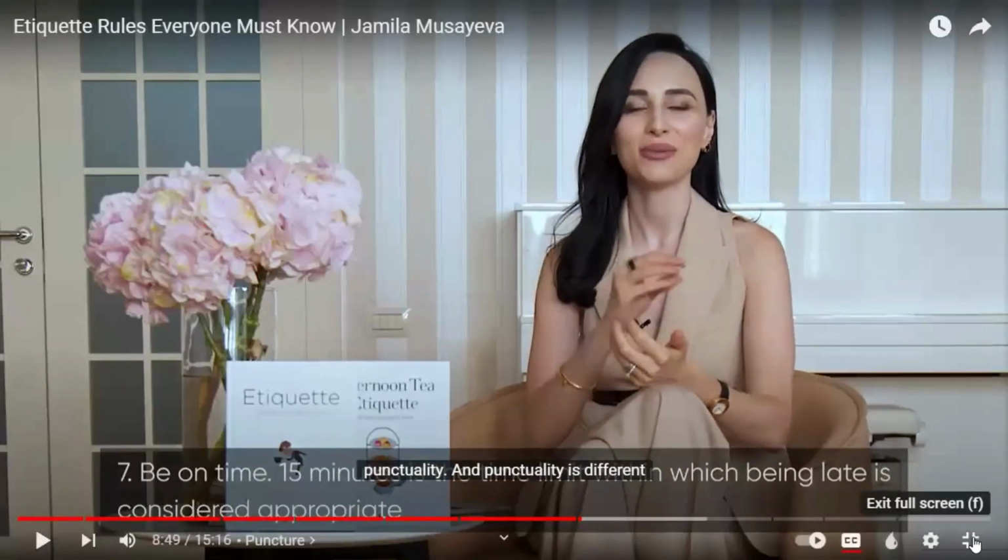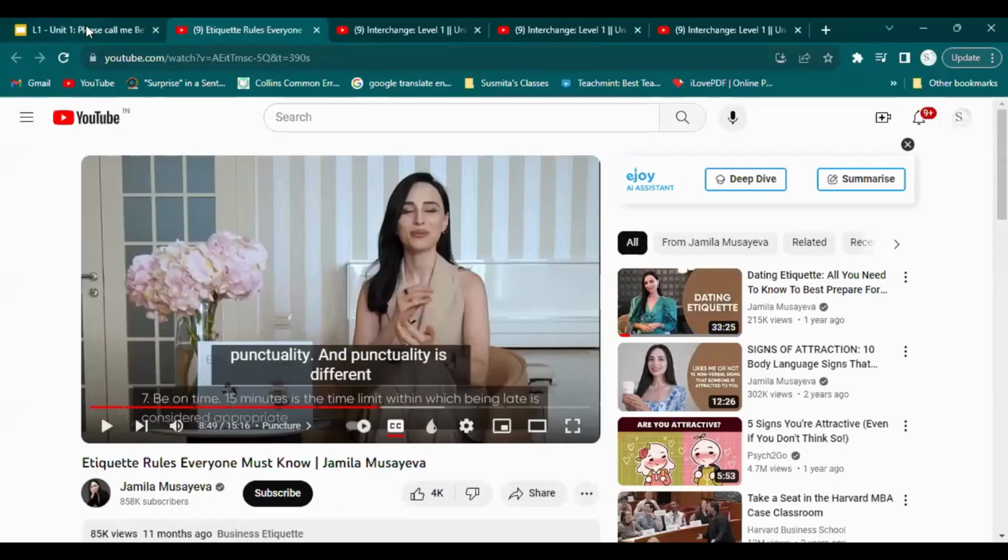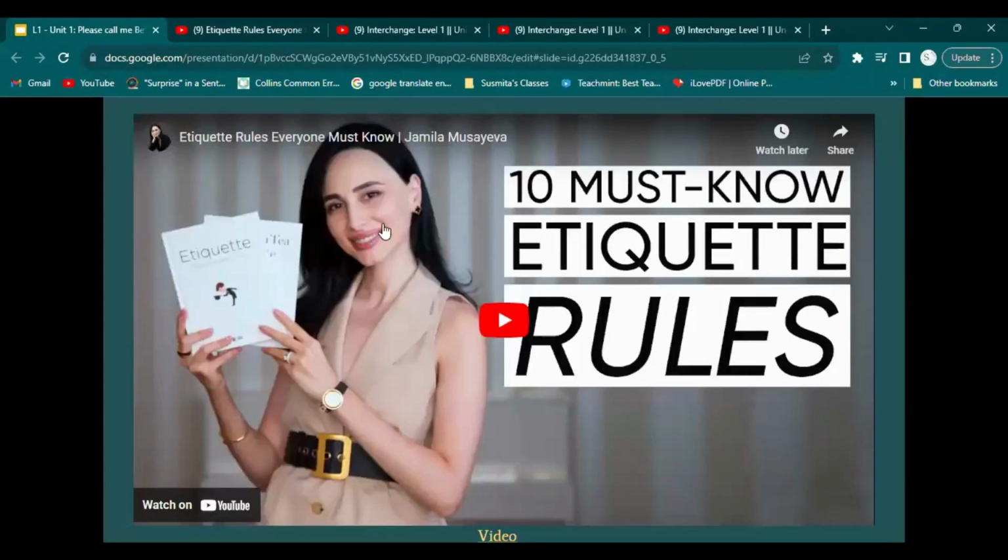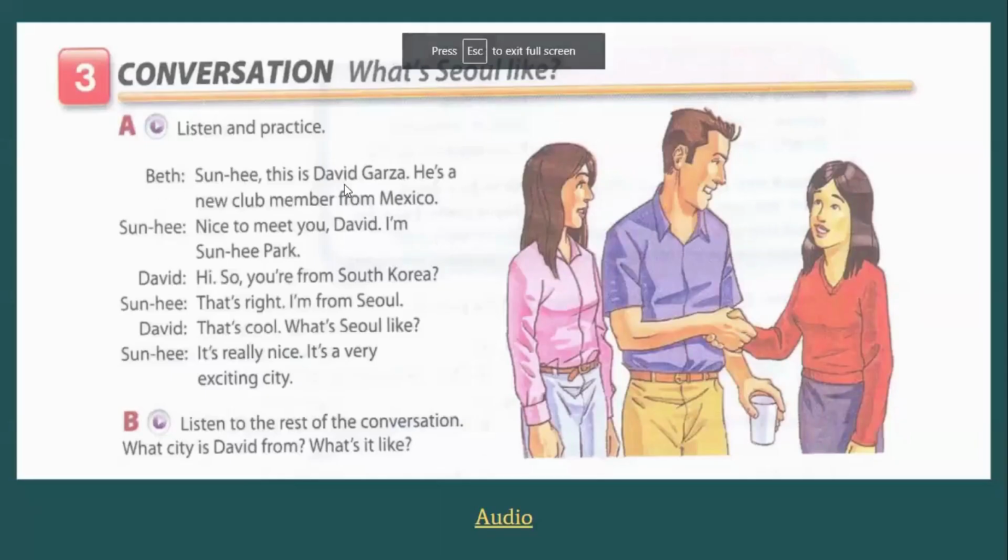So what do we understand from this? Whenever you are introducing someone, the first thing we have to take care of is that we give some information to the person who is being introduced to. As we could see in the previous conversation, when Beth introduced David to Sunhee, she gave some information, right? That he is a new club member from Mexico. So she has enough information about David, right?